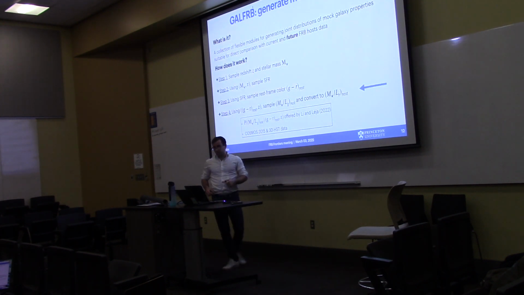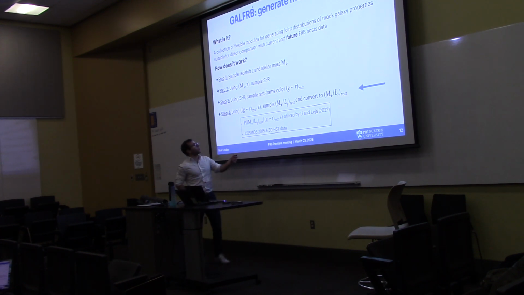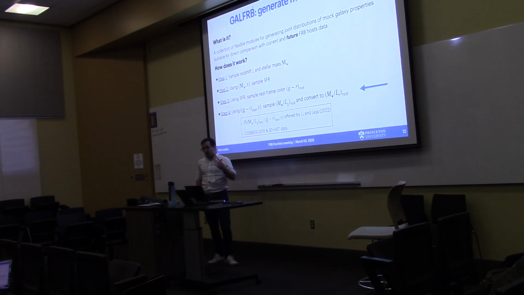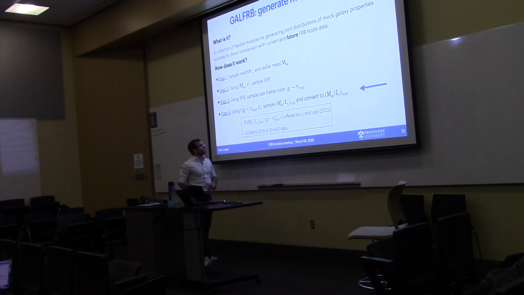Now, if you have the color, you can straightforwardly sample a mass-to-light ratio in the rest frame, in the frame of the galaxy. How can you do that? Again, you can use the model offered by Lee and Ledja and use the posterior distribution to sample the mass-to-light ratio in the rest frame for a given color and redshift. Once you have this mass-to-light ratio, because this is in the G band, you have to convert it to the R band because we usually use the R band to study these galaxies.